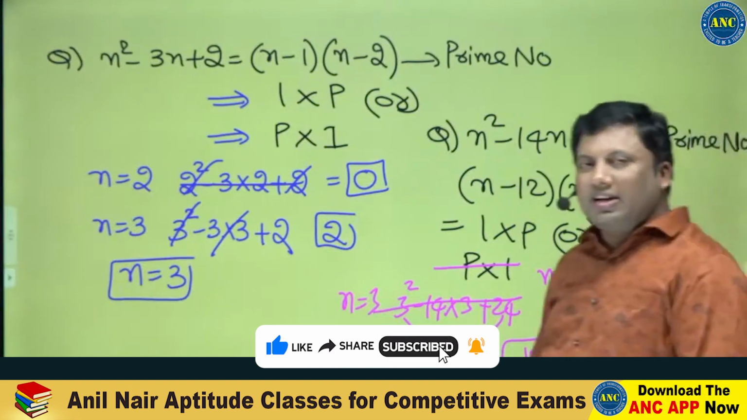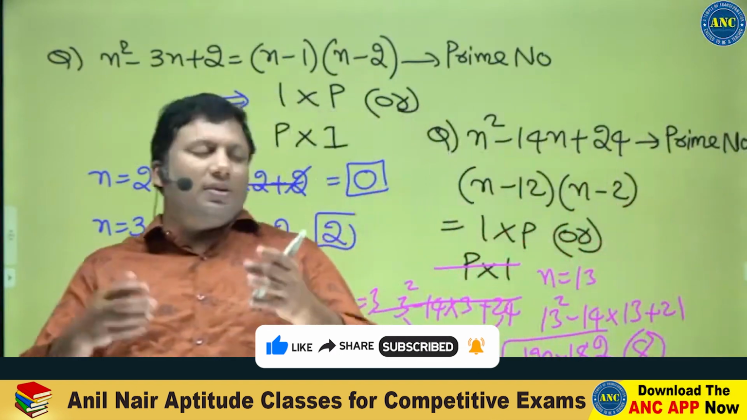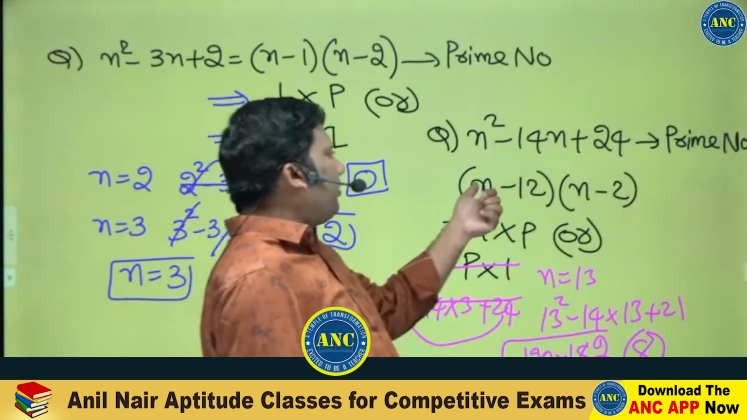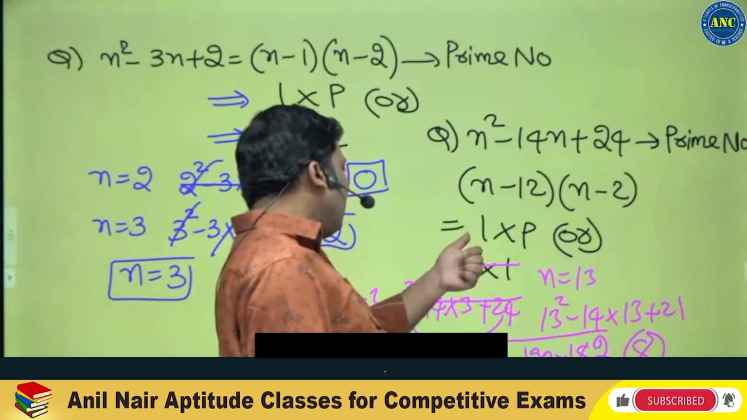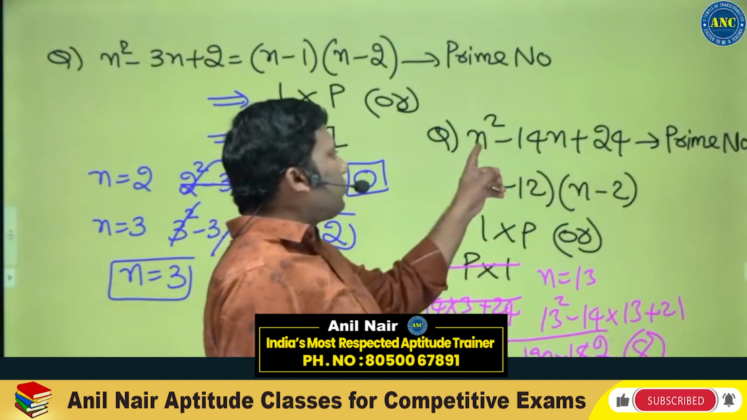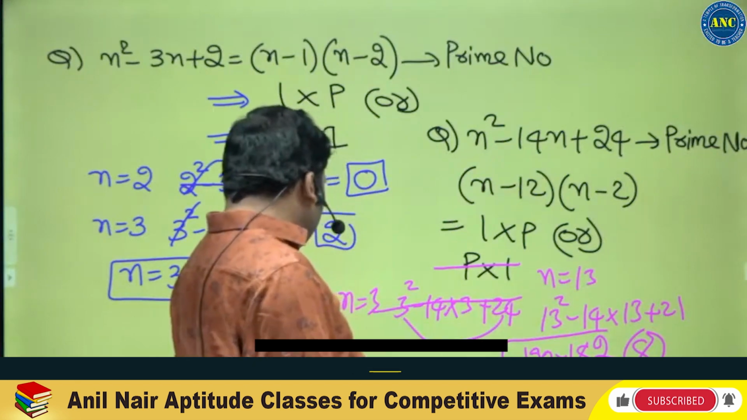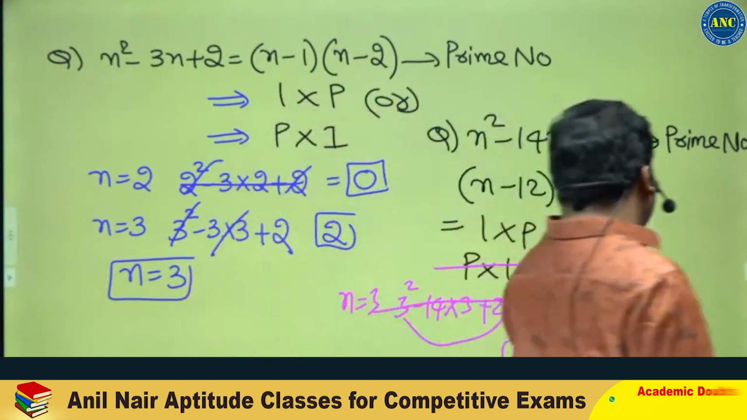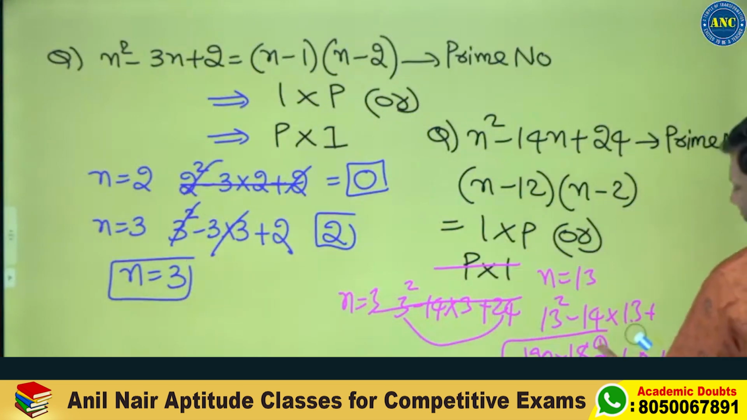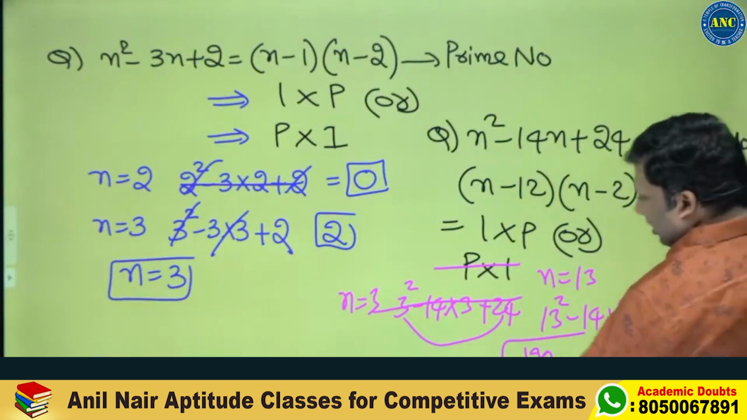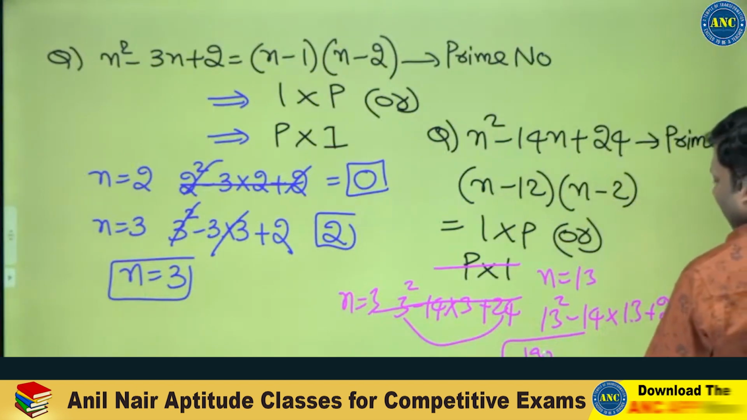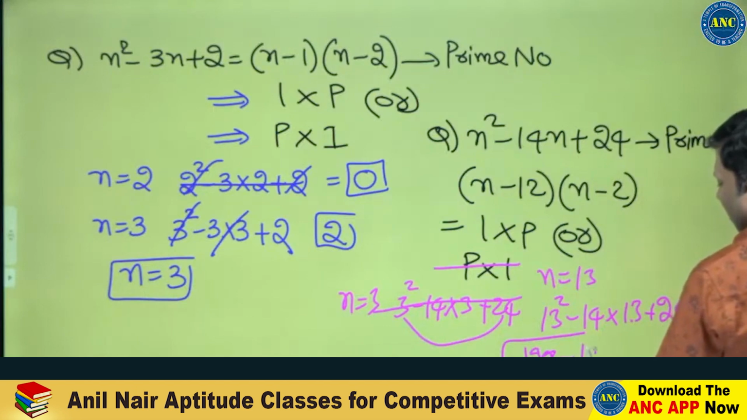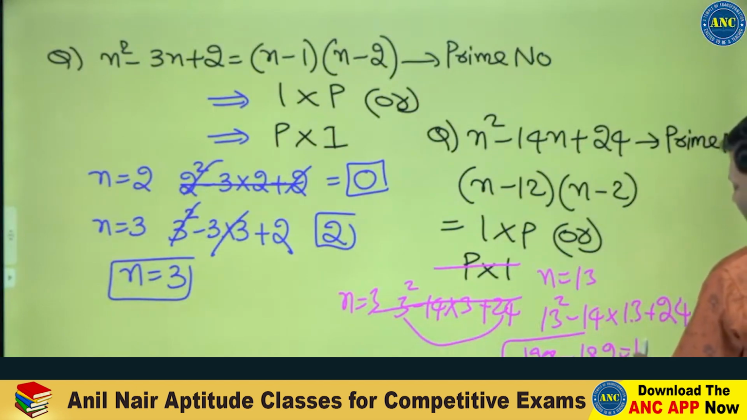I hope the idea is clear. Write the equation as a product of two factors: n minus 12 into n minus 2. If n minus 12 takes 1, n will be 13. 13 square plus 24. Okay, sorry, it is plus 24. I took 21. Please take 24. 169 plus 24, which is 193, minus 182, which is 11. 11 is a prime number. I hope it is clear.